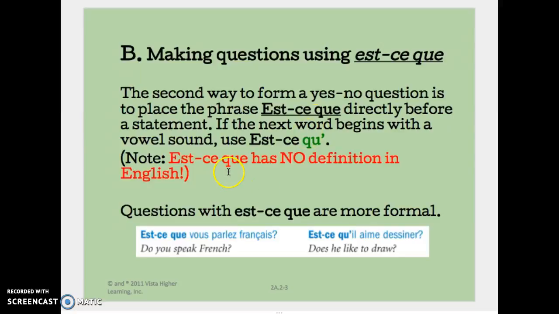Please note that est-ce que has no definition in English. Don't try to say that it has helping verbs or anything like that. It simply has no definition. Do you speak French? Est-ce que vous parlez français? If you took the est-ce que off, you'd have the simple sentence, vous parlez français, you speak French. Does he like to draw? Est-ce qu'il aime dessiner? If you took the est-ce qu' off, you would have he likes to draw, a simple sentence.